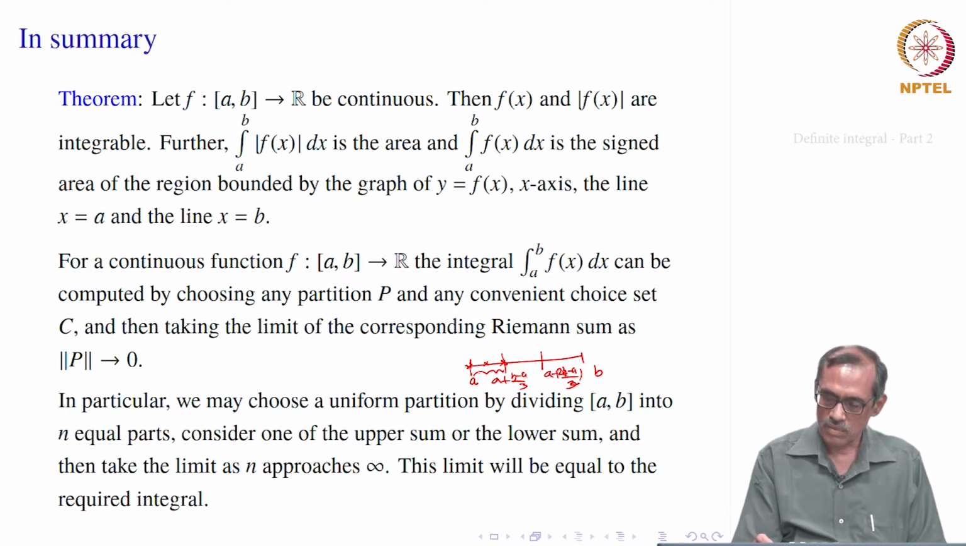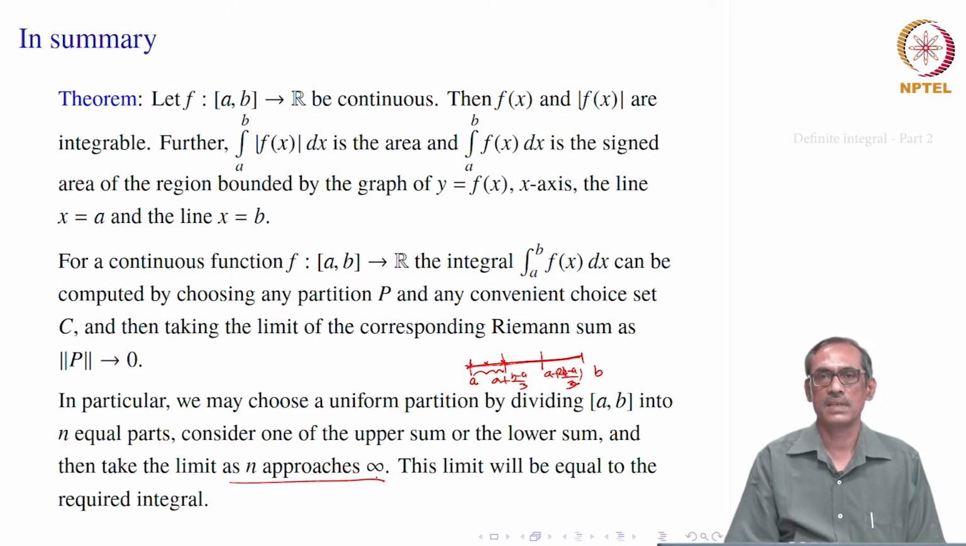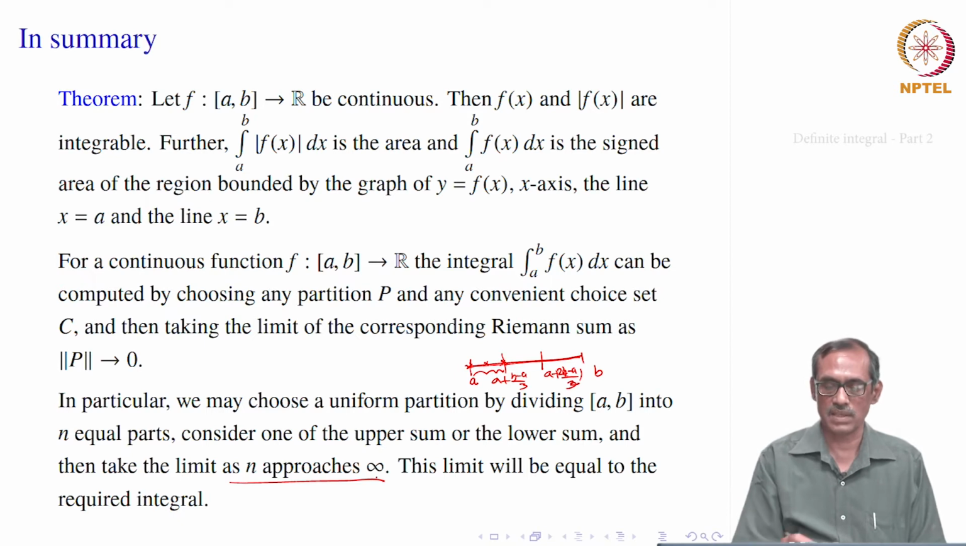Then what happens? If you divide that into n parts, we want the norm of the partition to go to 0. So, that means each one is (b minus a) by n, and that goes to 0. So, n should go to infinity. That means, if you take this Riemann sum after this choice and you take n approaches infinity, the limit will be equal to the required integral. This is a particular case of that.